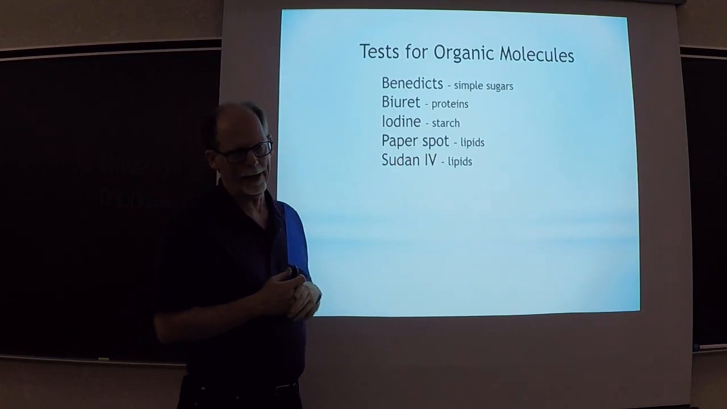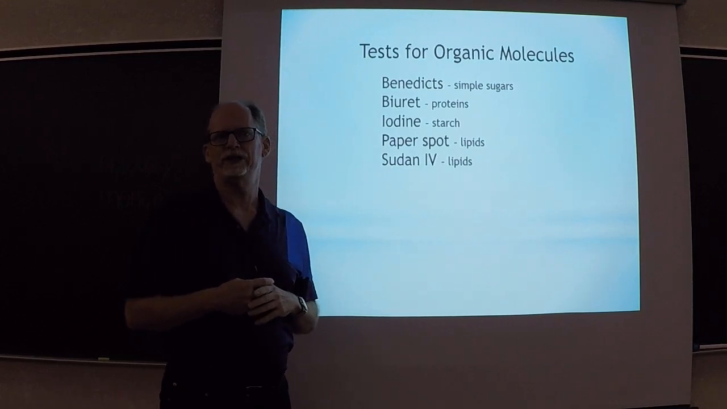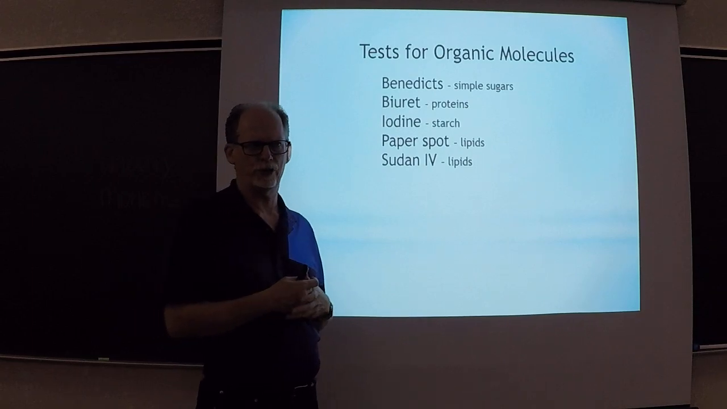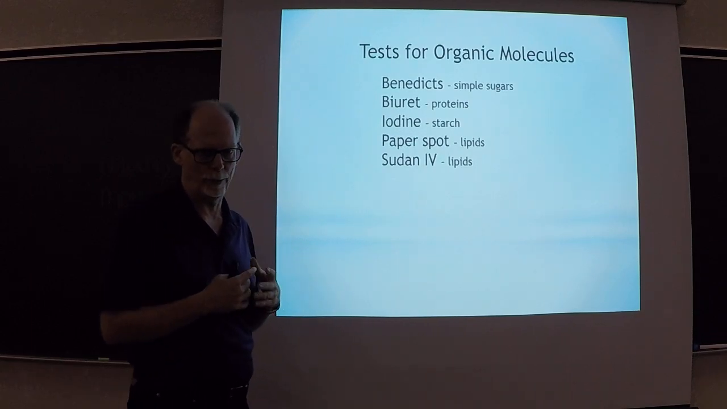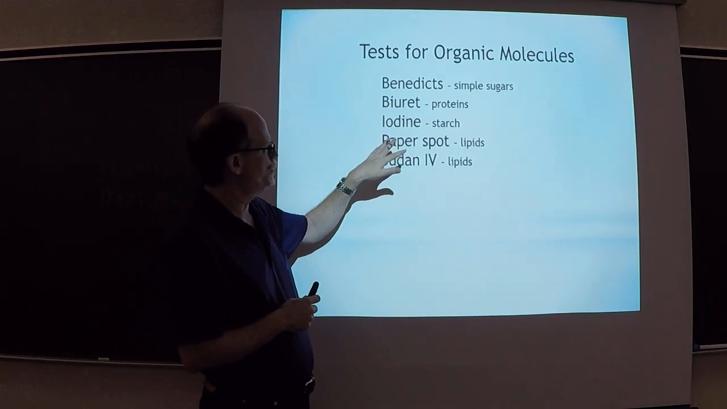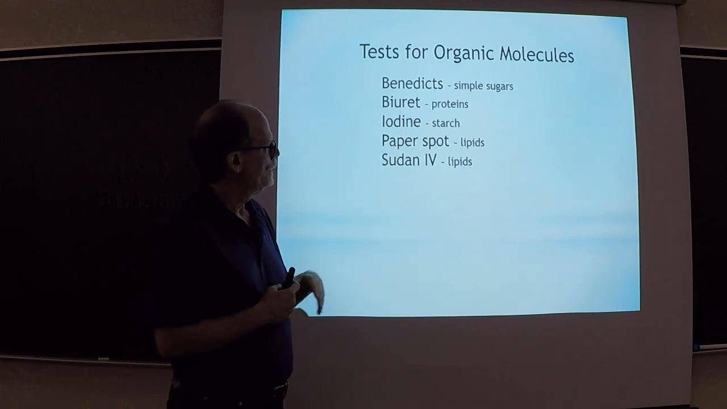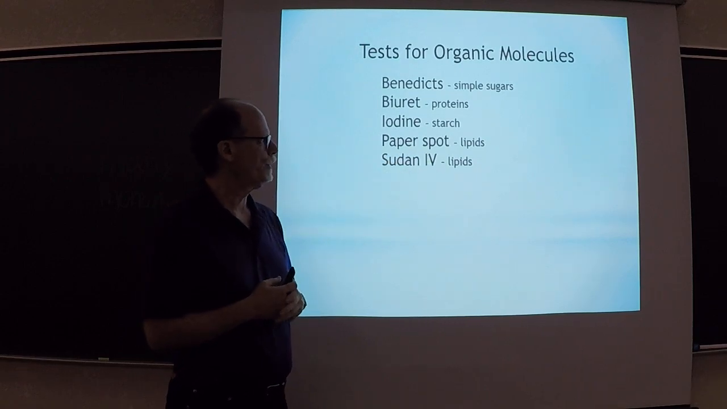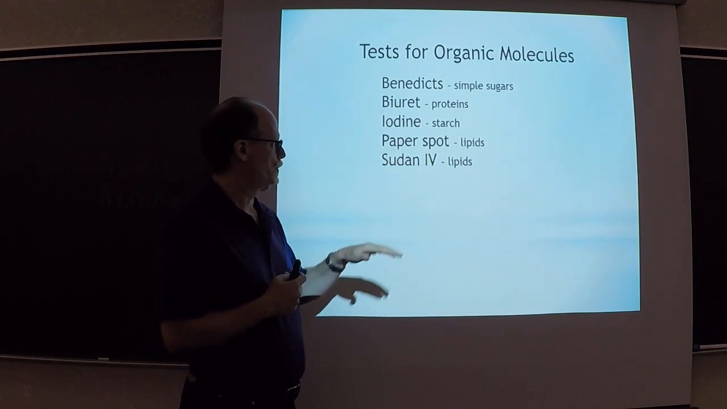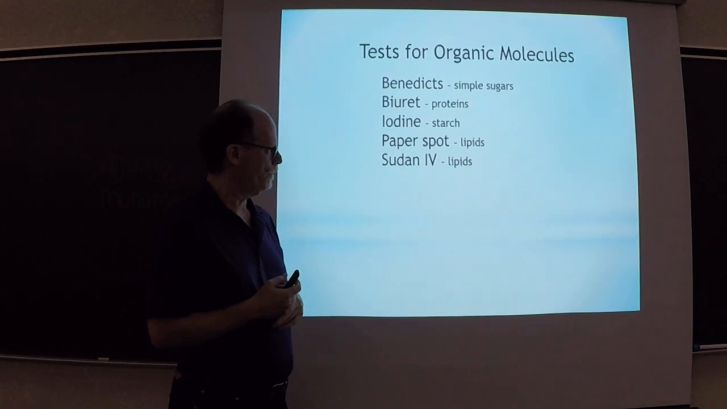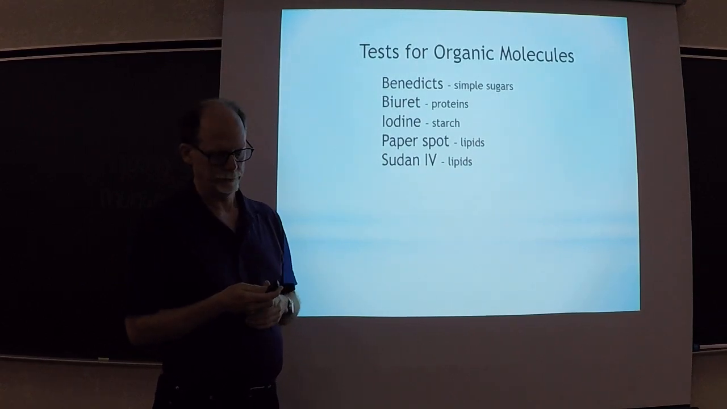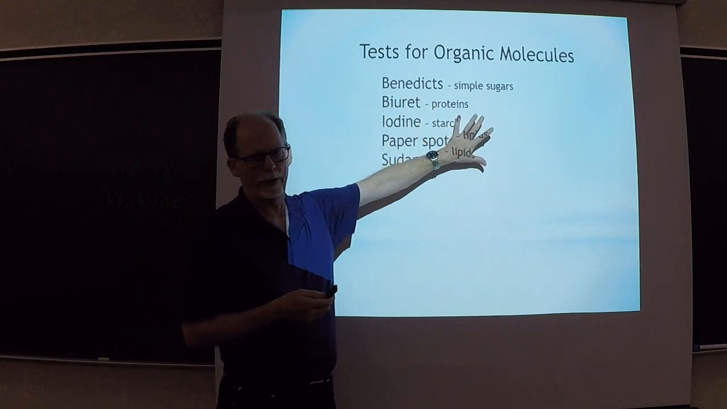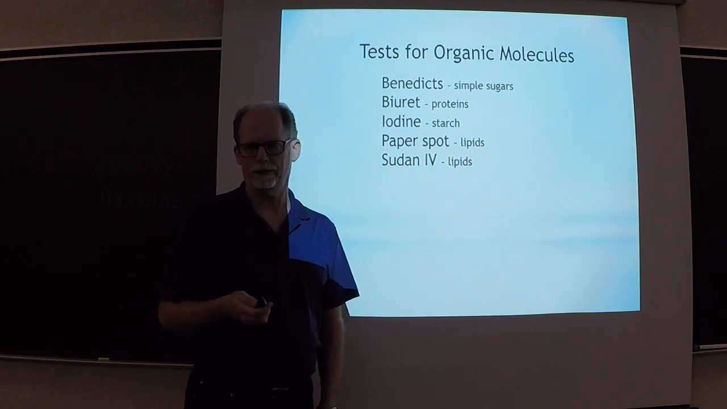Starch, when you add iodine to starch, it stains or dyes the starch really dark brown. Sometimes it even looks dark blue, or almost black. It just depends on the starch. If we want to detect lipids, there are two methods. One's called paper spot. The other one is we use a dye called Sudan IV. So you should recognize the names of these and what they detect.